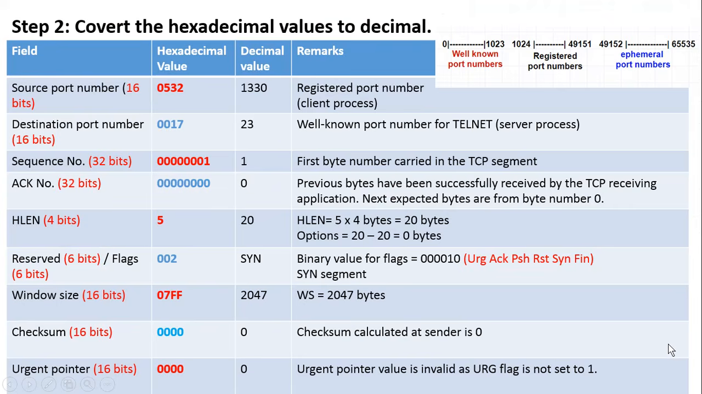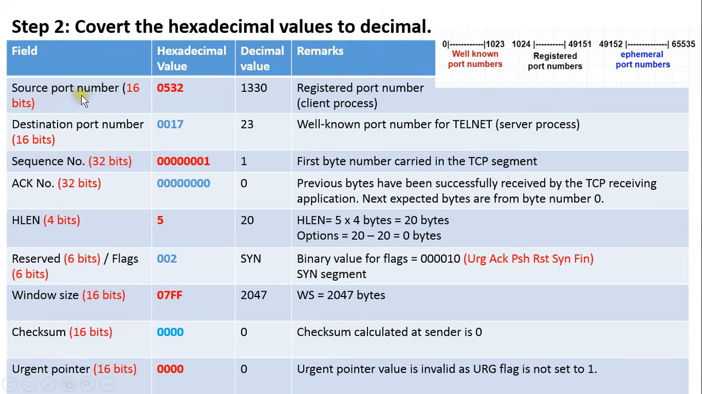Now in step 2, let us convert the hexadecimal values to decimal. Why we need to convert it to decimal? Because the port numbers are in decimal. The window size is specified in bytes. The header length is specified in bytes. So most of the fields are required in bytes and decimal. So we need to convert the hexadecimal value to decimal.